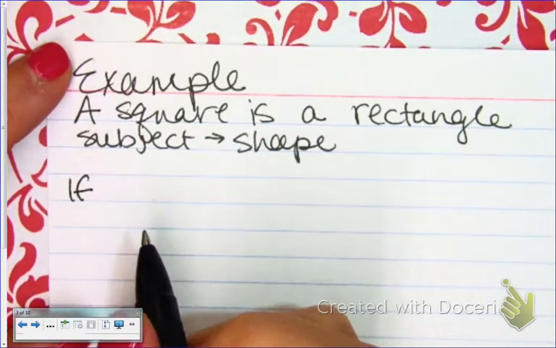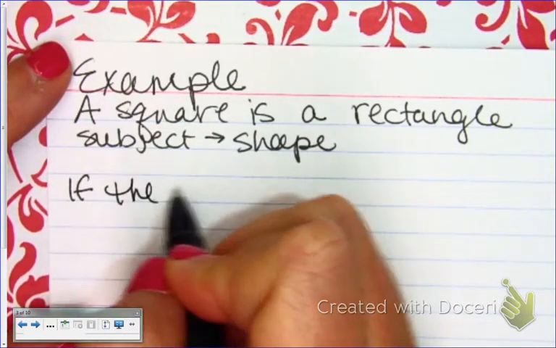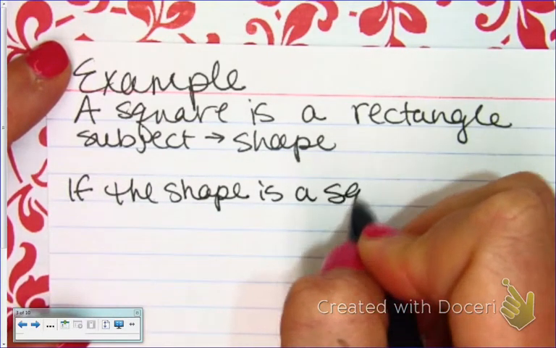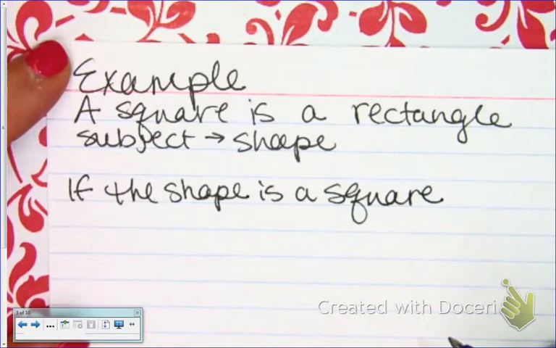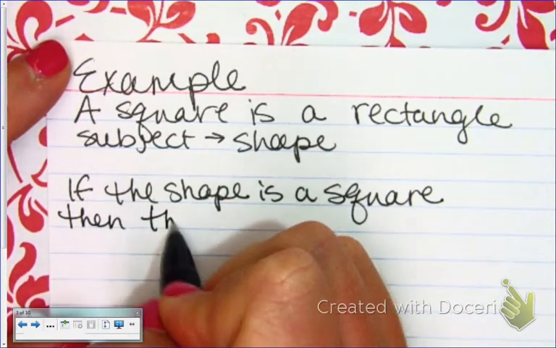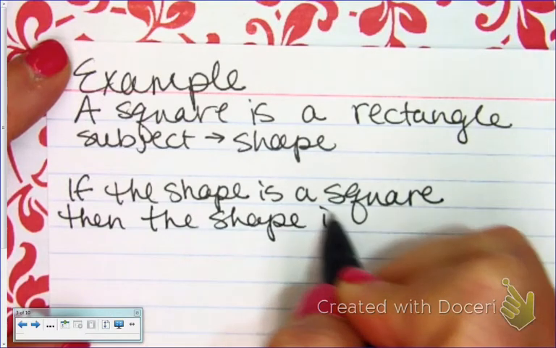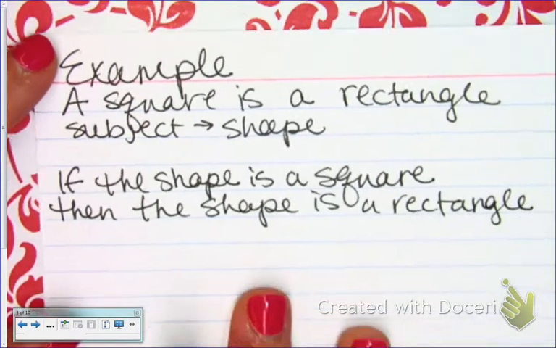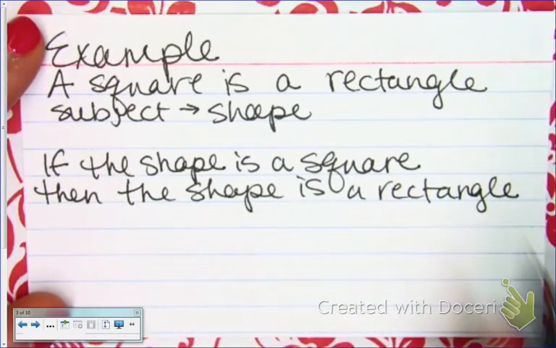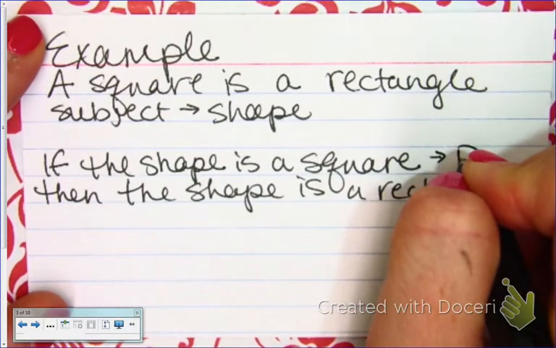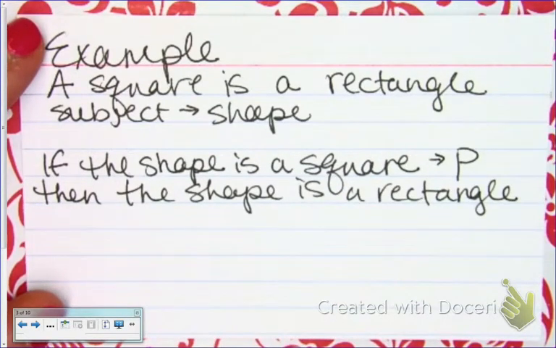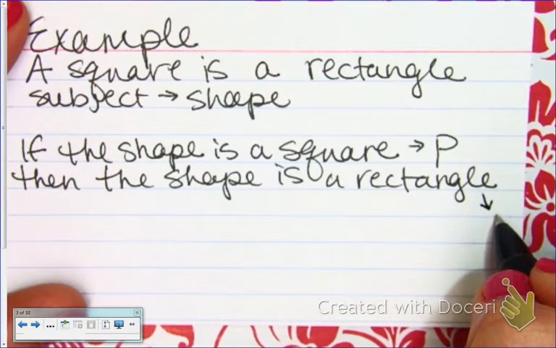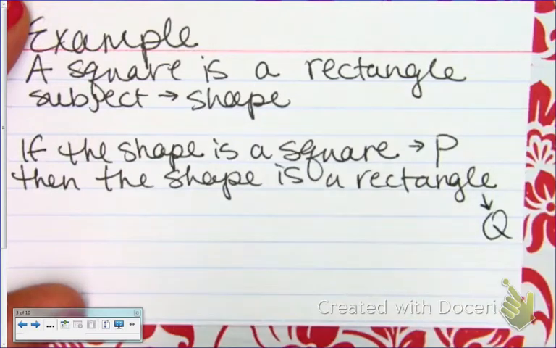But I don't want to change my statement. So if the shape is a square, yeah, then the shape is a rectangle. Okay, so what is our hypothesis here? Right. Our hypothesis is the shape is a square. What's our conclusion? The shape is a rectangle. Yeah, our shape is a rectangle.